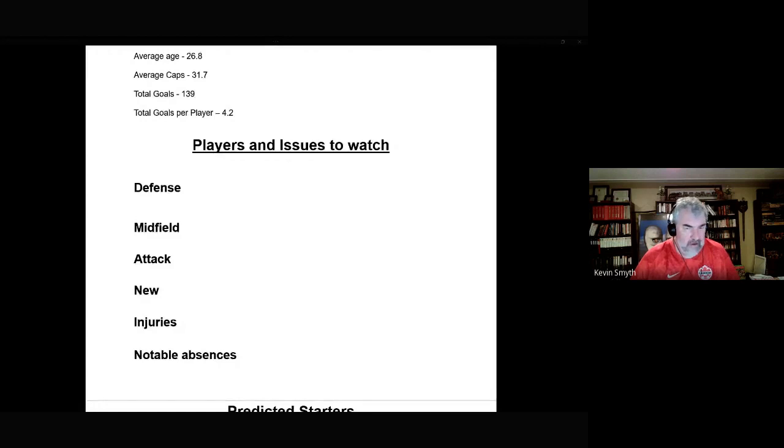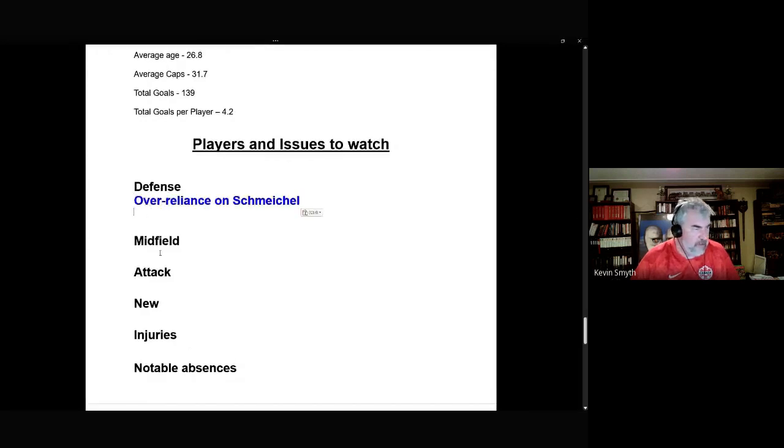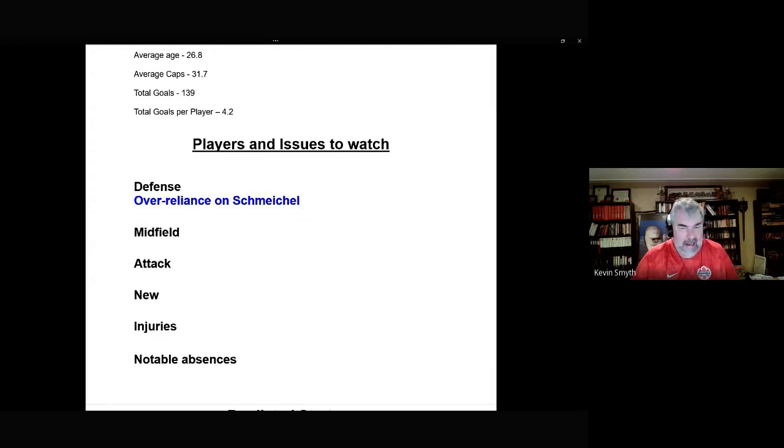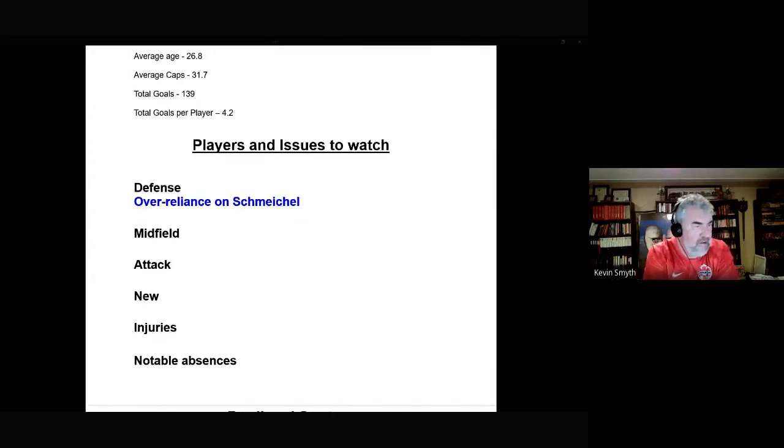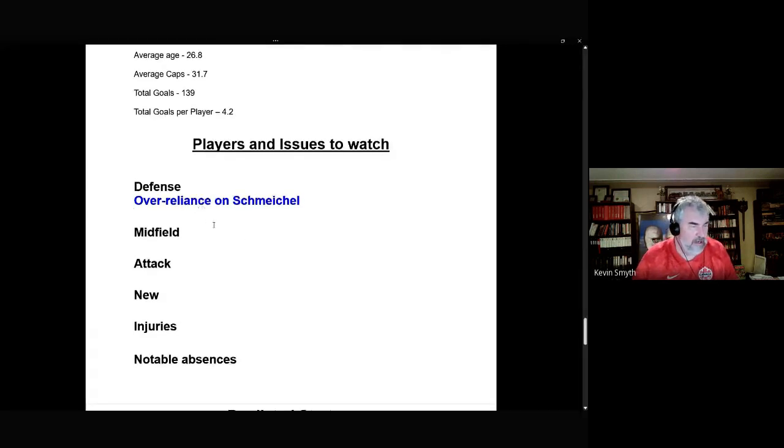Okay, let's look at some players and issues. So one I mentioned with Kasper Schmeichel, he's played all of their games in and since the Euro Cup. While that's good, I wonder if it has a bad side in that the backup keepers aren't getting enough field time with the national team. What I worry about there is if Schmeichel has an injury or some problem, the backup keepers are not very experienced, especially with the national team. So perhaps a bit of an over-reliance on Kasper Schmeichel as the keeper.